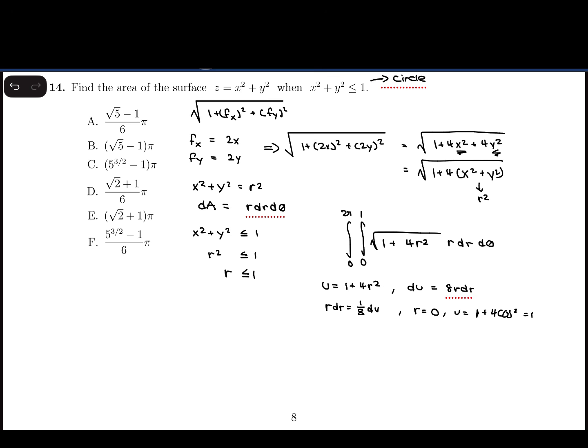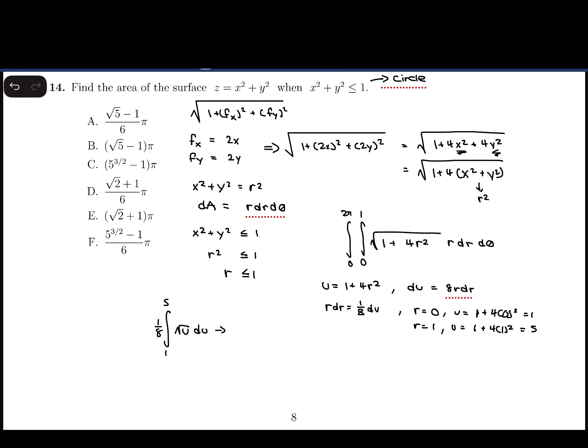And then when r is equal to 1, u is equal to 1 plus 4 times 1 squared, which is just 5. So now we can reset up our equation. So now the bounds are from 1 to 5, square root of u du. Oh, and don't forget the 1/8 out there.